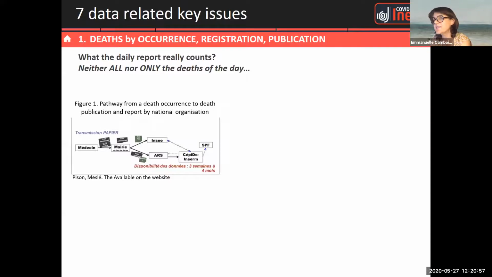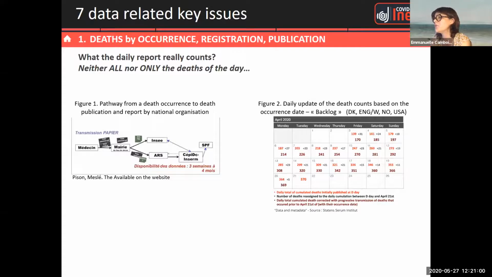So in our database, you can have some countries, actually 4 out of the 13 we already documented, that publish the occurrence dates. That means that each day they process what they call the backlog to reassign the deaths according to the date of occurrence. And so you can see that the daily counts change day after day according to this reassignment of the deaths. So one point is to be aware of what kind of data you use and whether you have the date of the death or the date that are known on the day of the publication.